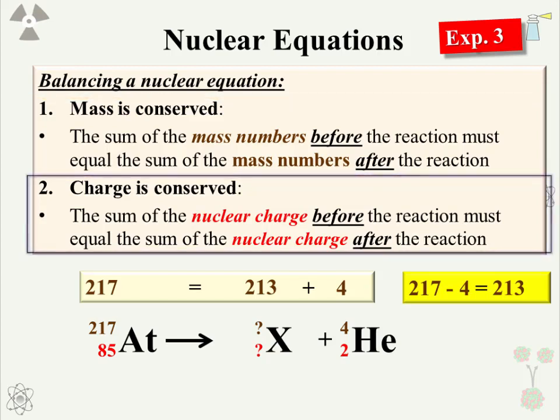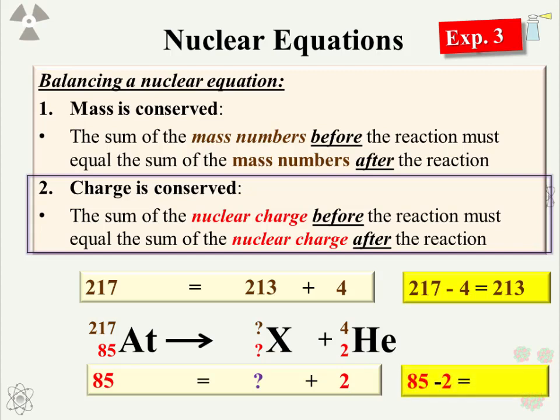We need to look at charge. The charge will give the number of protons, and that is enough information to get the element. The astatine has a charge of 85. It has 85 protons, and the helium nucleus has 2 protons. What value in charge must be added to 2 to get to 85? Mathematically, this solves as 85 minus 2 equals 83. Our unknown has 83 protons.